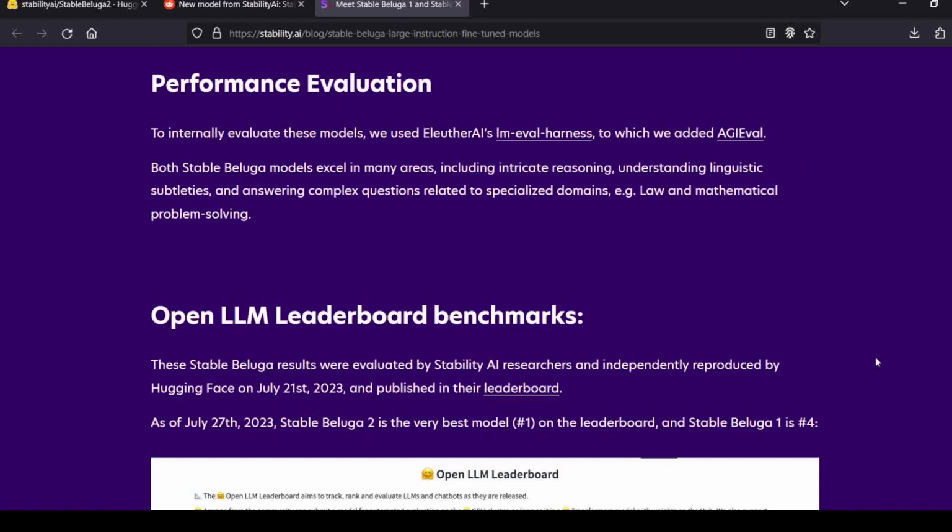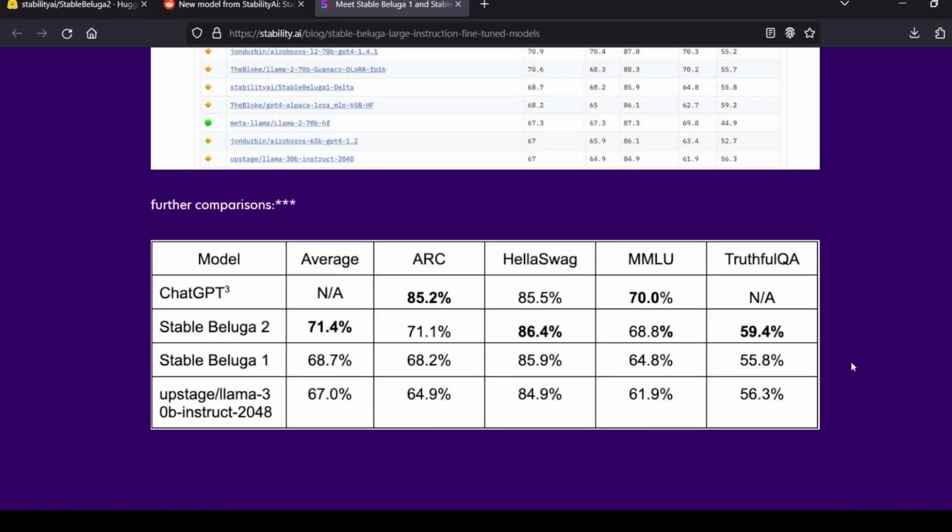Now let's talk about the performance of Stable Beluga models. To evaluate their capabilities, the creators used the EleutherAI LLM eval harness, incorporating AGIEval for in-depth analysis. The results are impressive. Stable Beluga models have shown remarkable abilities in intricate reasoning, understanding linguistic subtleties, and answering complex questions in specialized domains such as law and mathematical problem solving.